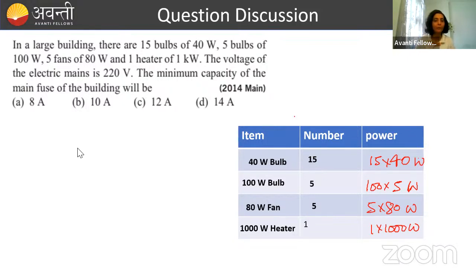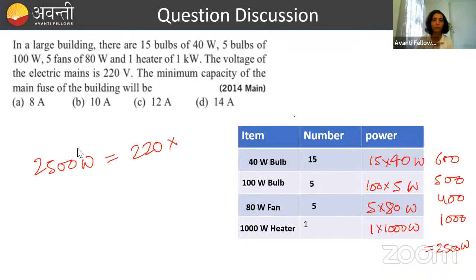15 into 4, that will become 60, so this is 600. And this is 500. This is 400. This is 1000. So in total, 1000 plus 500 is 1500, and this in total became 2500 watt. So power is 2500 watt. And that will become equal to 220 into I. So if you calculate I, removing the units, it will become 2500 by 220. Approximately how much value will you get? 250 by 22, so 11 point something, 11.4.